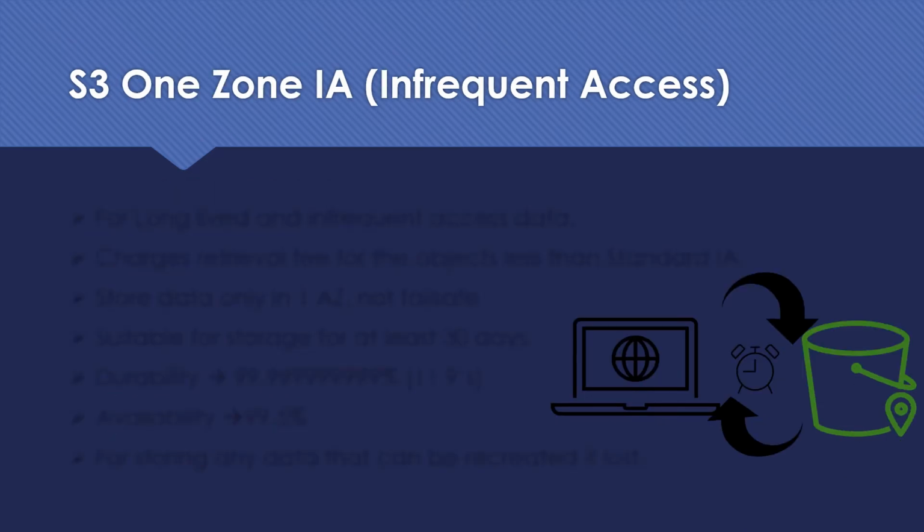Now the next one is S3 One Zone IA. Here also we should put data which is infrequently accessed, but another point to keep in mind is that this is One Zone IA. One Zone IA means data is stored only in one availability zone. So only put data here that, if lost for some reason, should not impact you. If you want to make extra copies, or you have data that you can easily recreate, in such cases you should use this.